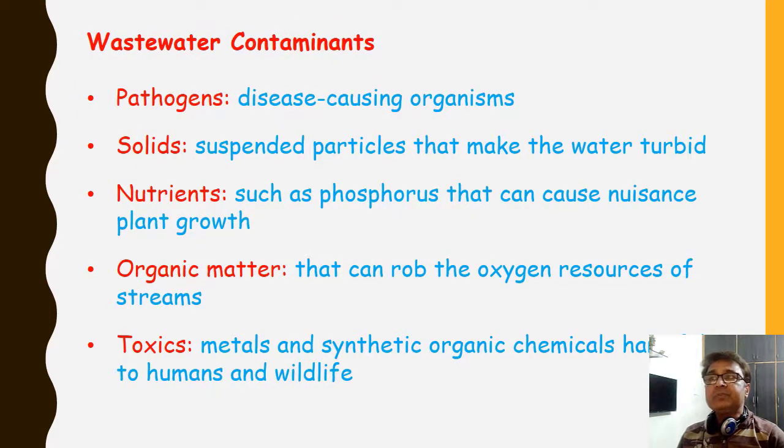So, different types of contaminants found in the wastewater. These are pathogens, solids, nutrients, organic matter, and toxics. Pathogens are disease-causing organisms. Solids are suspended particles that make the water turbid. Nutrients such as phosphorus can cause nuisance plant growth in the water bodies. Organic matter can rob the oxygen resources of the streams. Toxics are matter and synthetic organic chemicals harmful to humans and wildlife.